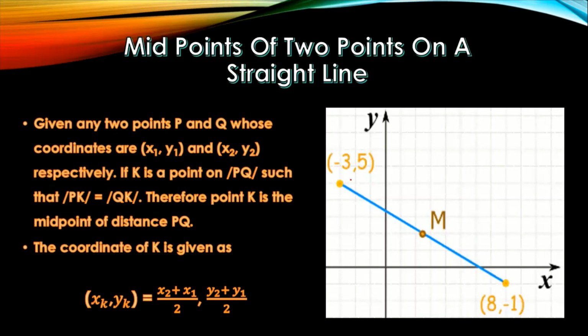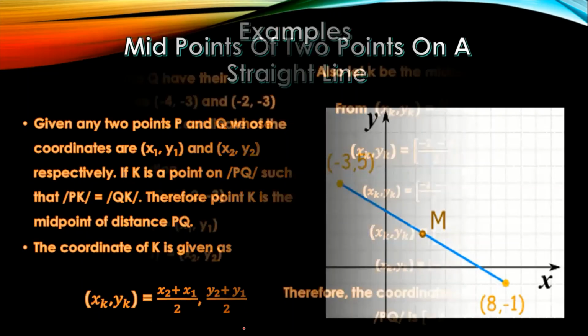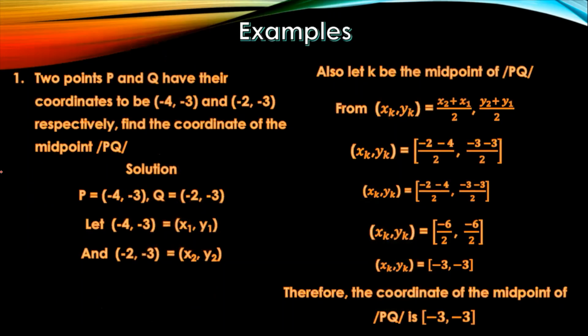Now, having a straight line made by 2 points, (-3, 5) and (8, -1), the midpoint is just the middle, the coordinates of the middle between this point and this point. That's just it. And this is the formula used in finding that. The formula is (x2 plus x1) over 2, (y2 plus y1) over 2. Let's solve some examples to see this.